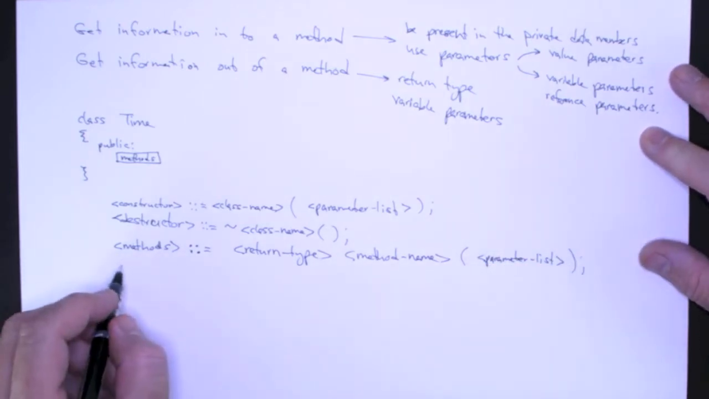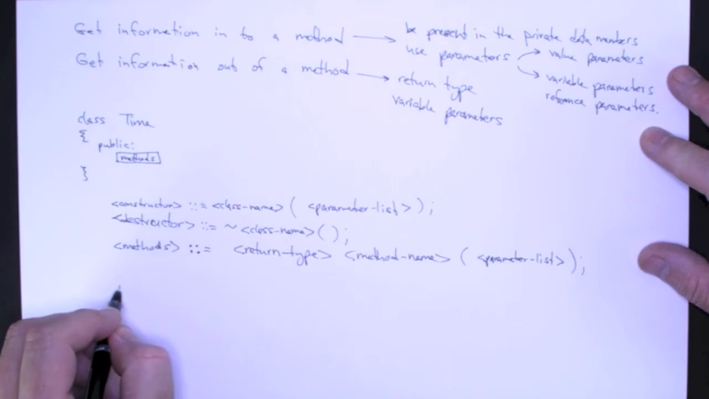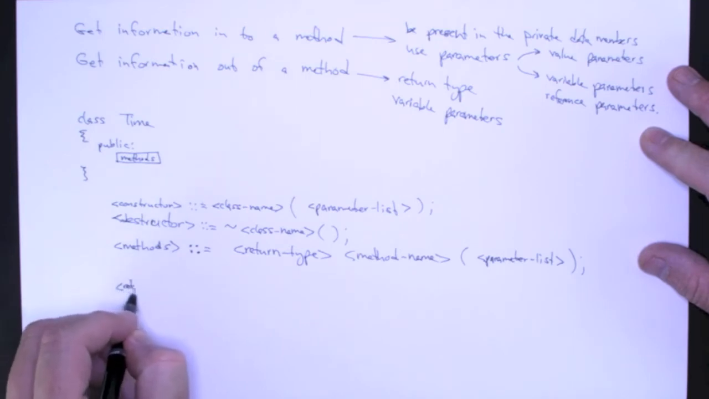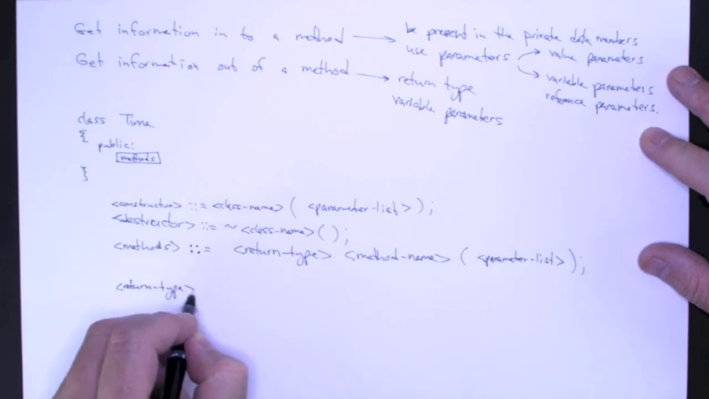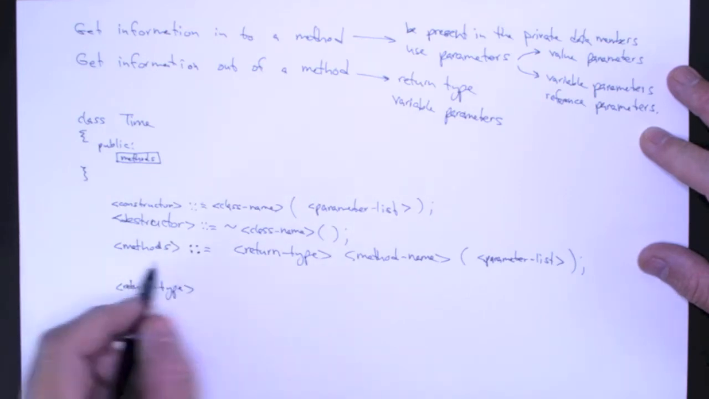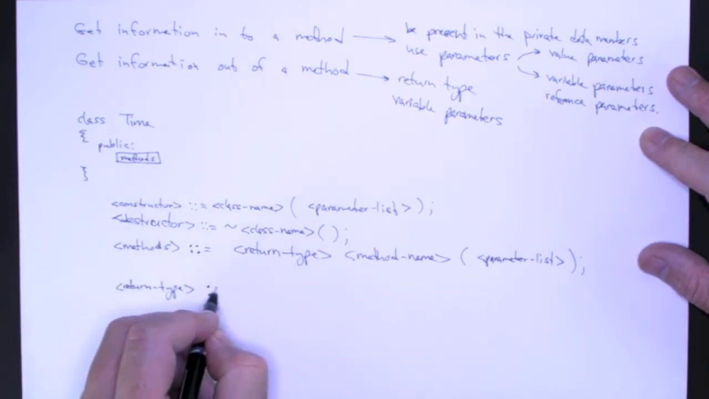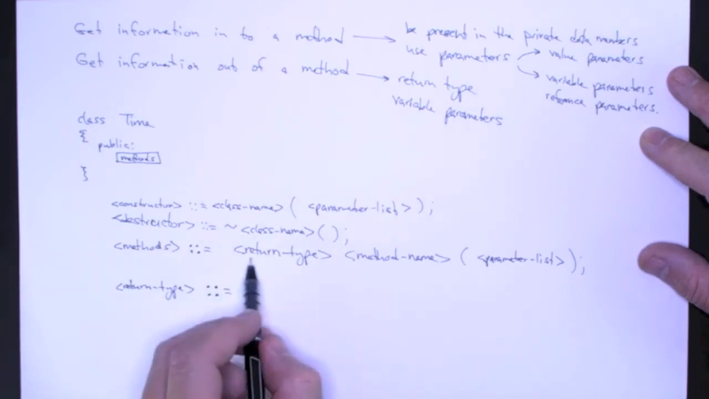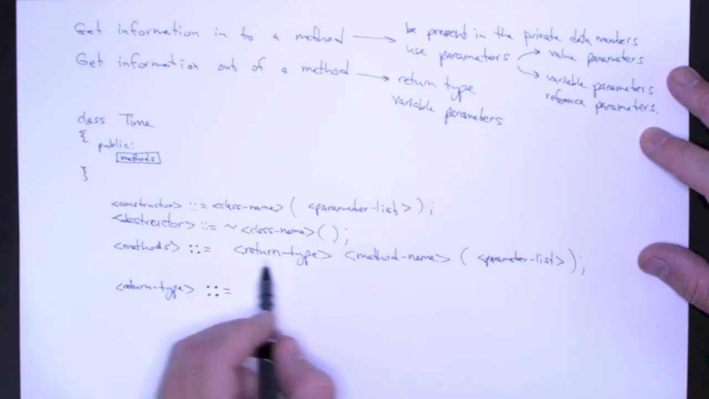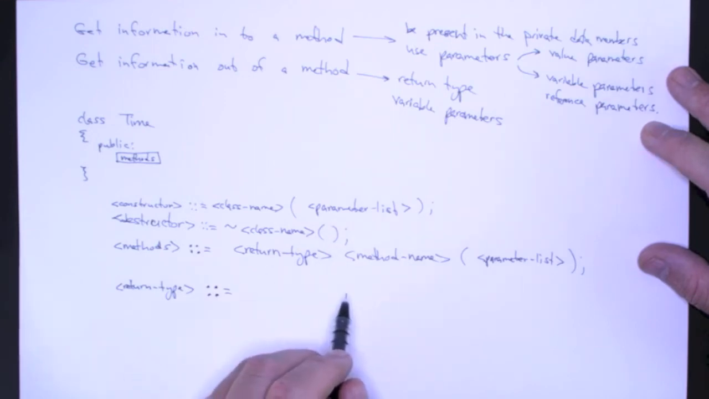So let's look at the return type. What can my return type be? One limitation of the return type is you can only return one thing, and when you declare the method, you specify the return type of that value.